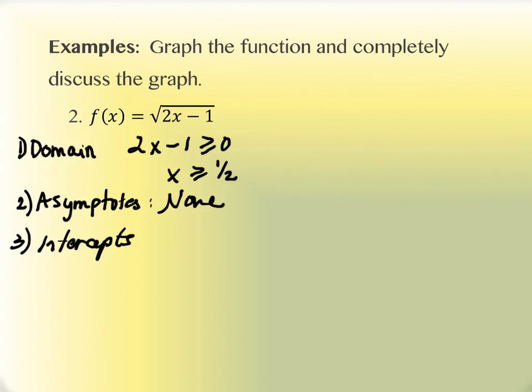we know that we do not have a y-intercept, right? Because I can't let x equal 0, because if x is equal to 0, then I would have a negative underneath the radical, right? So there aren't any of these either.